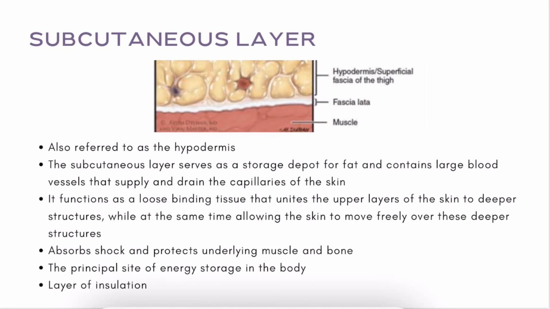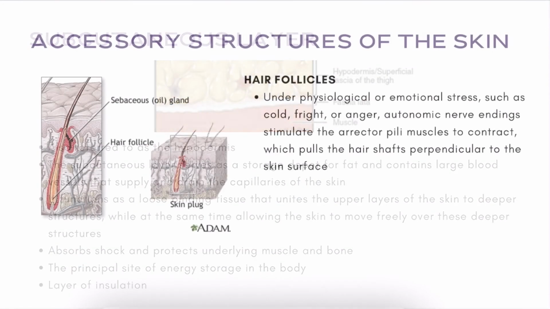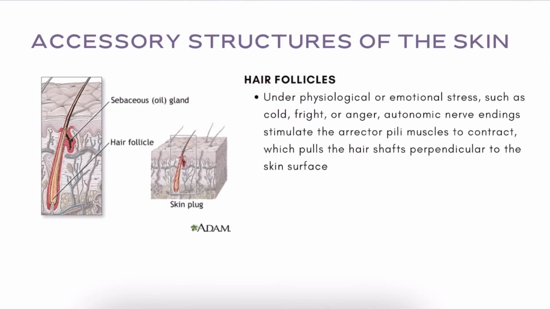This absorbs shock and protects underlying muscle and bone. As noted previously, the subcutaneous layer is also the principal site of energy storage in the body. Adipose tissue is an active metabolic tissue with numerous nerve endings and rich vascular networks that help regulate and mobilize the energy stores. Finally, the subcutaneous layer serves as a layer of insulation that helps retard heat loss from the body. Let's talk a bit about the accessory structures of the skin.